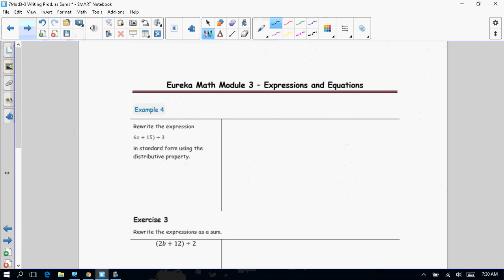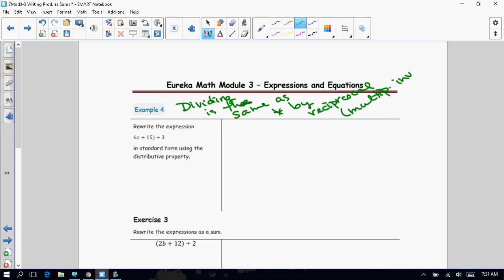Top of page 20, we are going to write the expression. This time, notice though, instead of multiplying, I am dividing. And if you remember, we talked about that dividing is the same as multiplying by the reciprocal. Right? Multiplicative, what was the crazy word? Multiplicative inverse. That's the key that we want to remember, the multiplicative inverse.